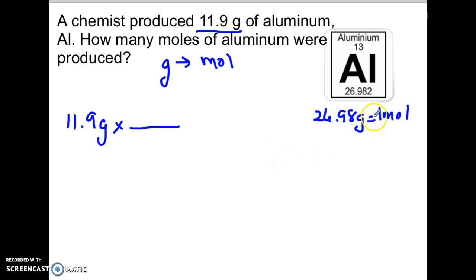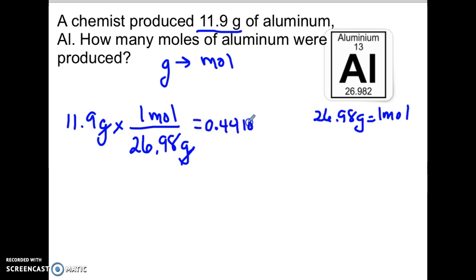That's what that means. So something has to go on the bottom and something has to go on the top. Hopefully you're recognizing that the 26.98 grams should go on the bottom and 1 mole will go on the top. Grams cancel. We are then at a unit of moles and your calculator punches out, I'll put a 0 in front here, 0.441067.